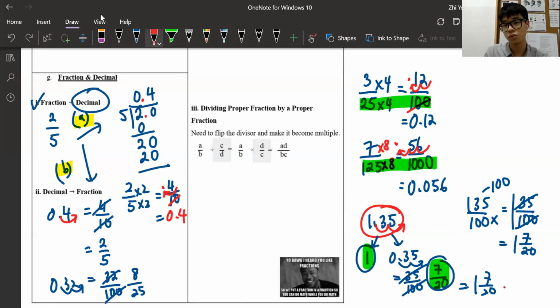So what you need to do actually is just decide which one you want to use according to the situation of the question. Okay, that is all for this fraction and decimal part. Okay, and we are done for this part. And let's continue to check on the rest of the questions. Okay, so let's go on.